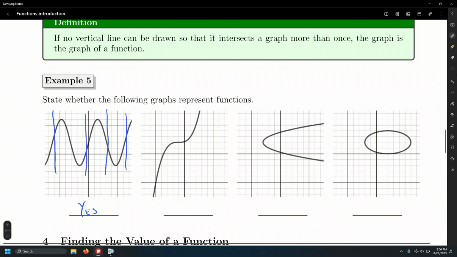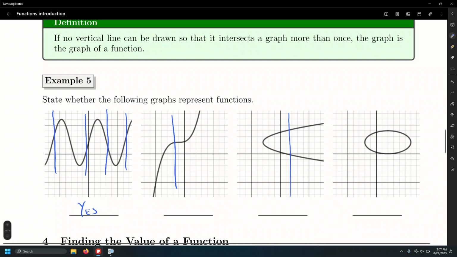What about the second example? Function or not a function? If we trace a vertical line test, function. Yeah, it is a function, right? Still a function. However, look at this sideways parabola. No, not a function, right?